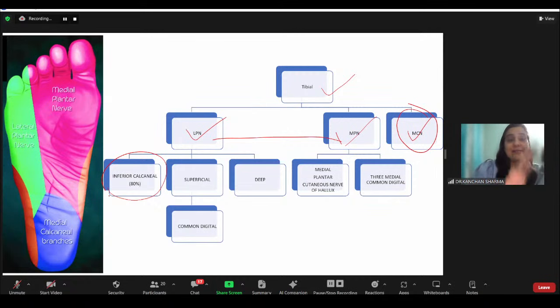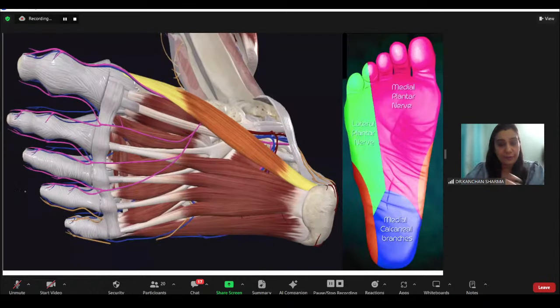If you look at the sensory innervation, two thirds of the plantar foot is supplied by the medial plantar nerve and one third by the lateral plantar nerve, and the heel area is supplied by the medial calcaneal nerve. Now, this tibial nerve has divided into these three. The medial plantar will now pass beneath the abductor hallucis, and it is a very, very important muscle. Do remember this when you are talking about the entrapment neuropathies of the tibial nerve and its branches.